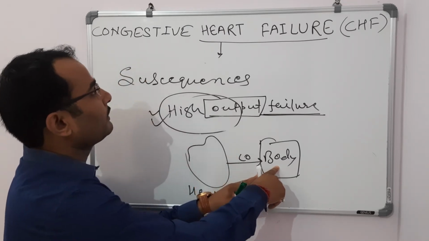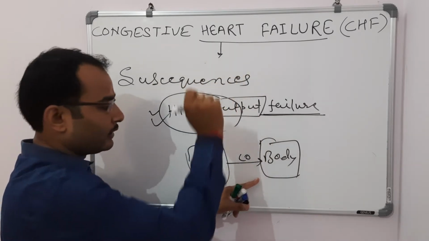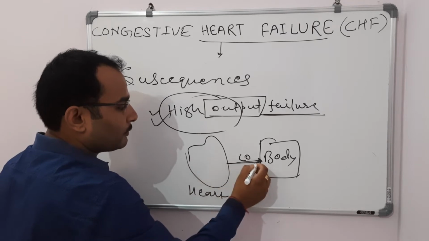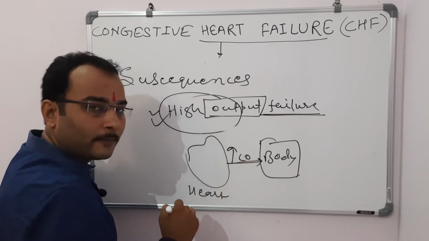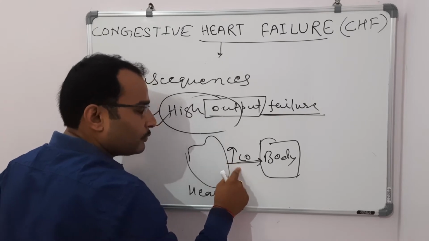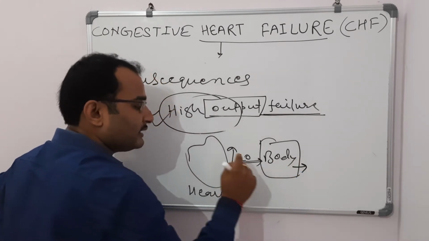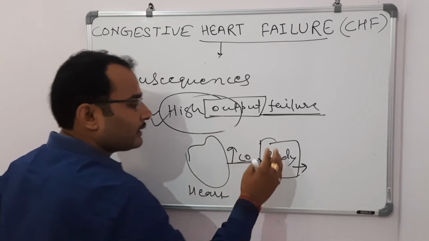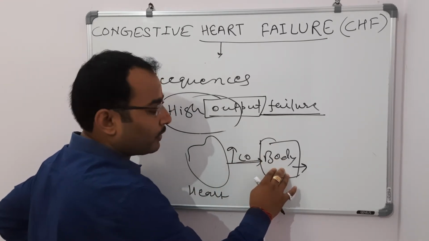Probably the problem development was of the congestive heart failure. Now, in this case, in high output failure, the cardiac output will be high, and in relation to this cardiac output, the metabolic demand, this increased cardiac output is again not meeting the metabolic demand of the body.